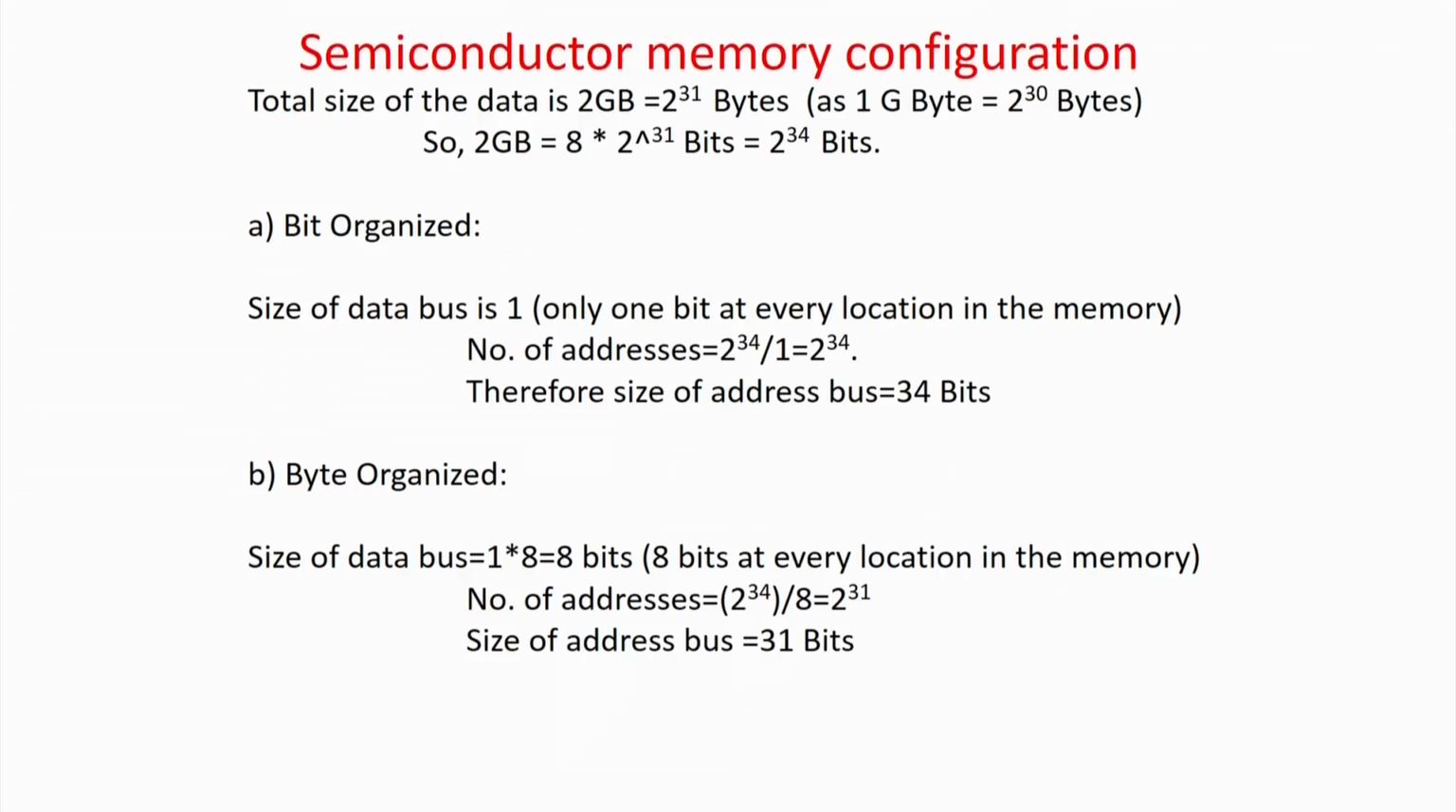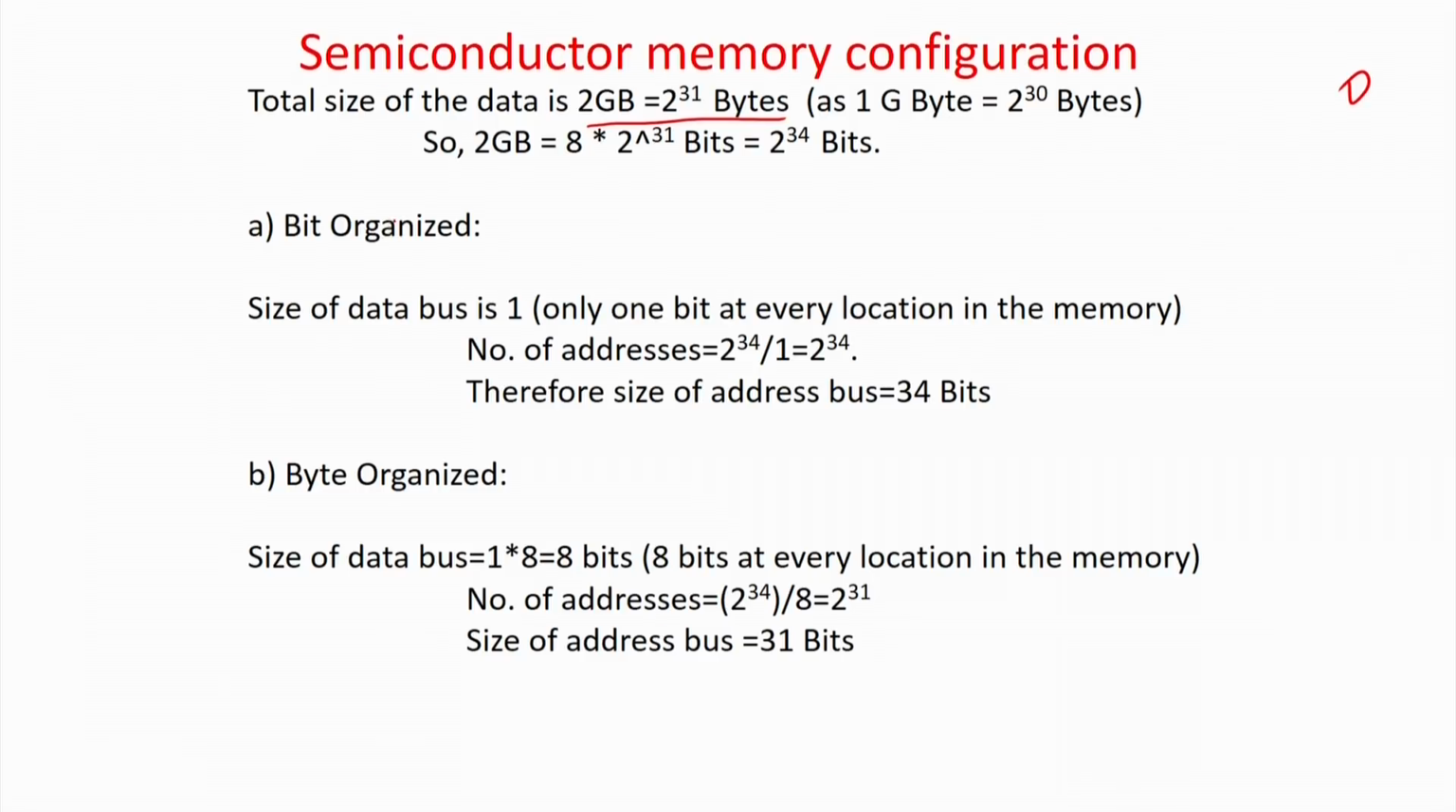Now we will study some of the basic semiconductor memory configurations by examples. Let me first take the example of 2 GB. What is 2 GB? We have kilobytes, megabytes, gigabytes and terabytes. Each step is 2 to the power 10, so 1 GB is 2 to the power 30, and 2 GB is 2 to the power 31.